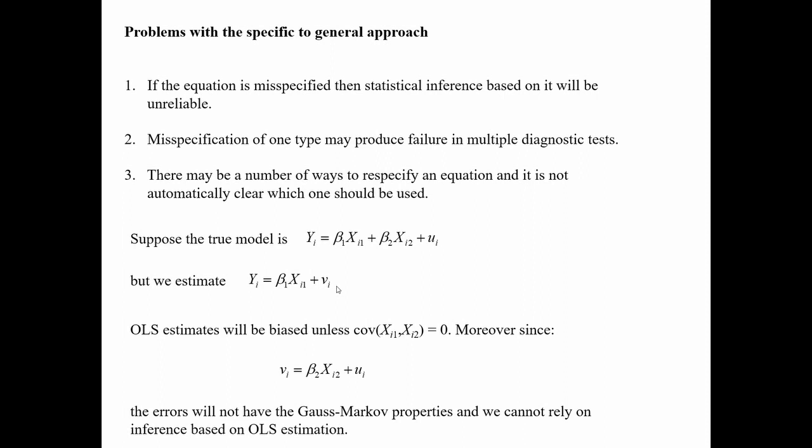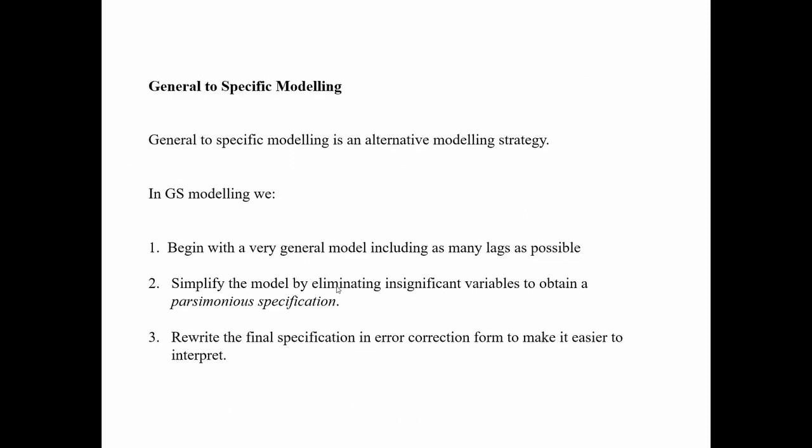Moreover, since the composite error term in our estimated equation, v, is a combination of the original error term u and the effect of the omitted variable, beta 2 x2, the errors in the estimated model won't have the Gauss-Markov properties. We cannot rely on inference based on OLS estimation.